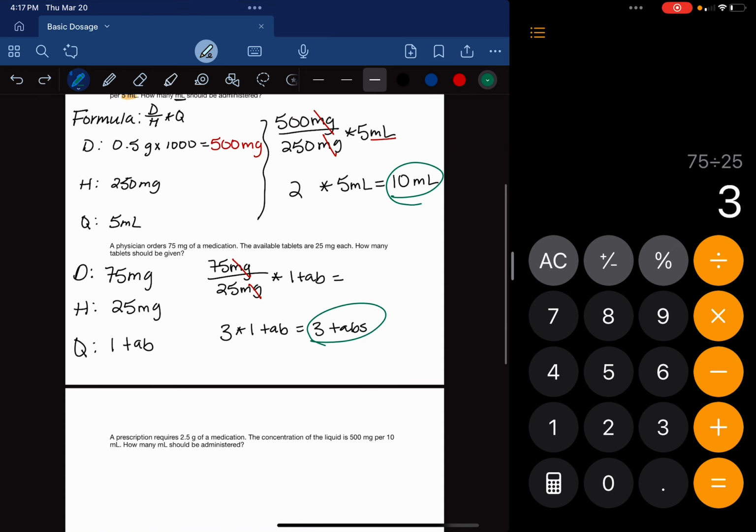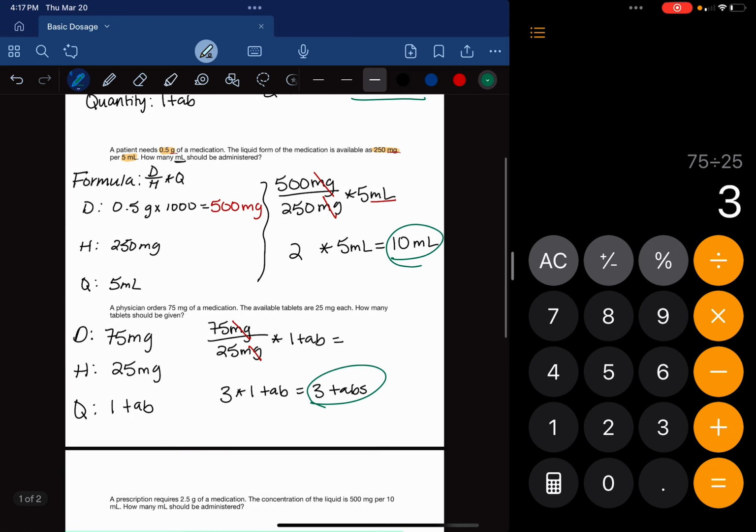And of course, you don't always have to set up your problems like this. Eventually you'll get it. You won't have to write everything out or keep crossing stuff out. I just do it this way just to show how easy and simple it is.